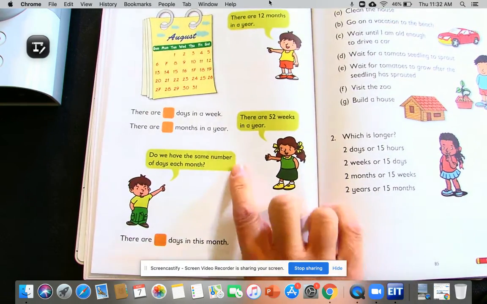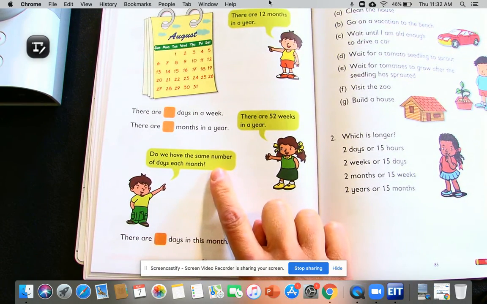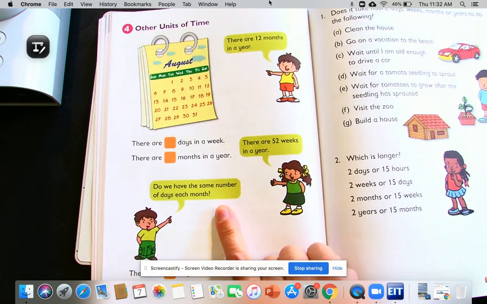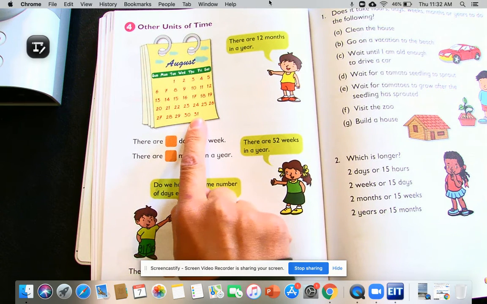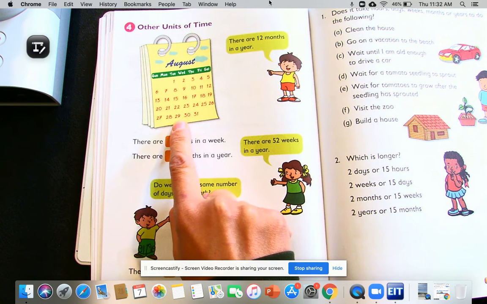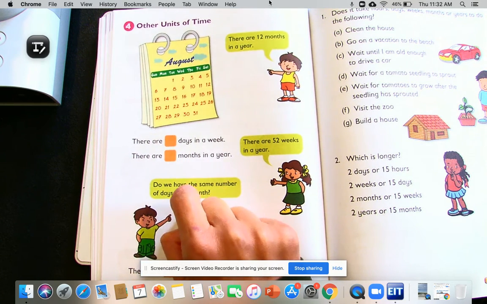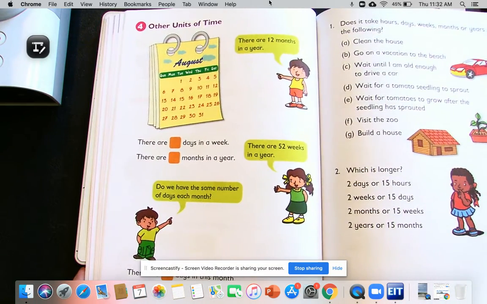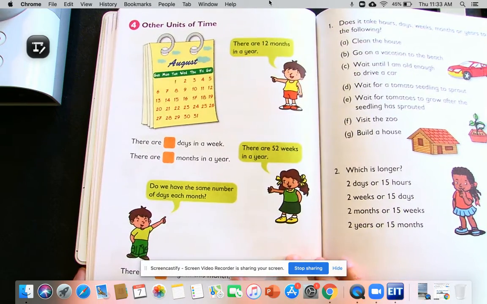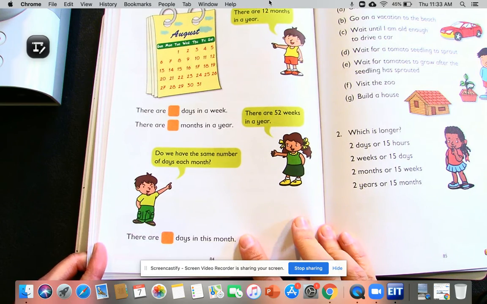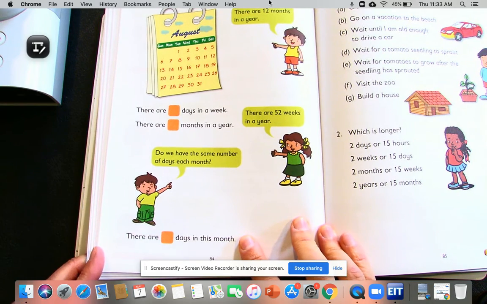Do we have the same number of days each month? Are there the same number of days? Some months have 31 days. Some months have 30 days. Some months only have 28 or 29. I think that's just February. So most months have about 30 or 31 days. All right, so there are 30 days or 31 days in a month. Right now in the month of May, we have 31 days.